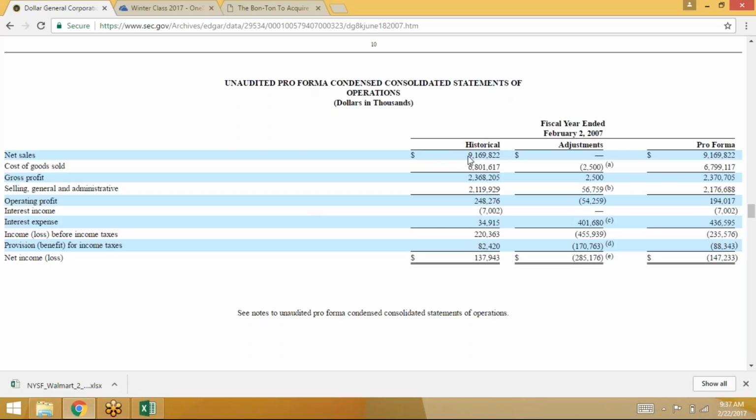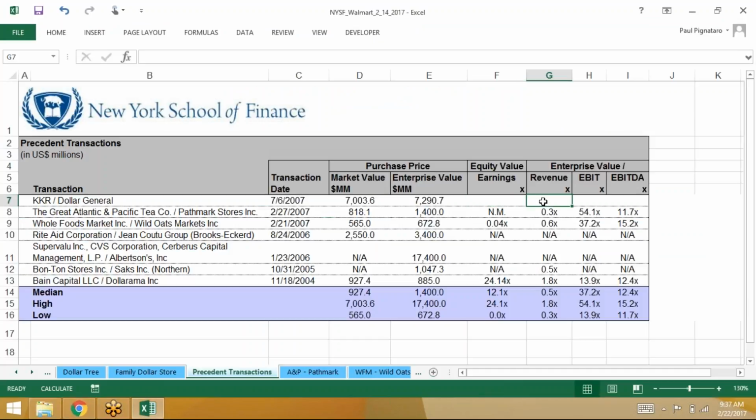So let's link that in. So here's the revenue, 9169822. I want to be on the same page with units, so it's 0.9169822. And now because this is an enterprise value multiple, I'm going to take the enterprise value divided by that 9169822.